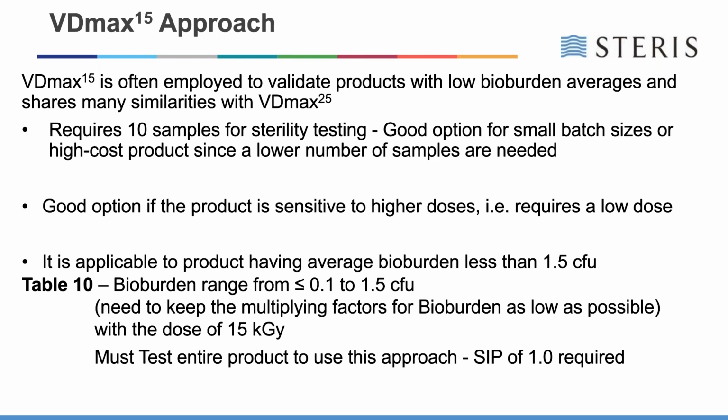An important facet here is when we're determining our bioburden, we need to keep any multiplying factors during that testing as low as possible. This would be applicable when testing for aerobes, yeast, molds. A dual incubation approach can be used to give you an overall dilution factor of 1. That way you can calculate appropriately. This one will give you a routine minimum dose of 15 kilograms, and under this approach we must test the entire product, so a SIP of 1.0 is required.